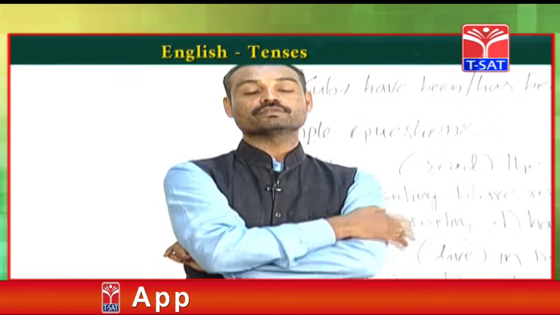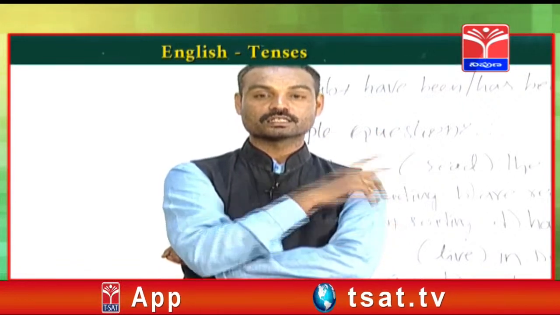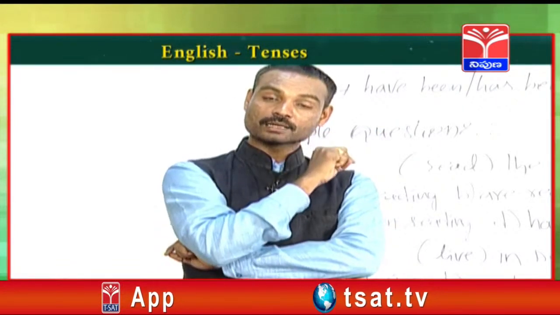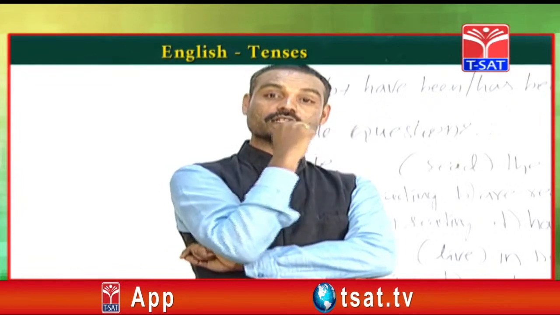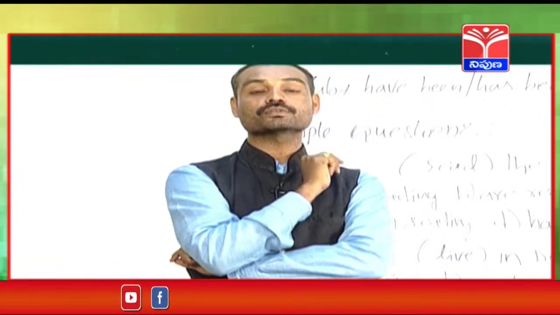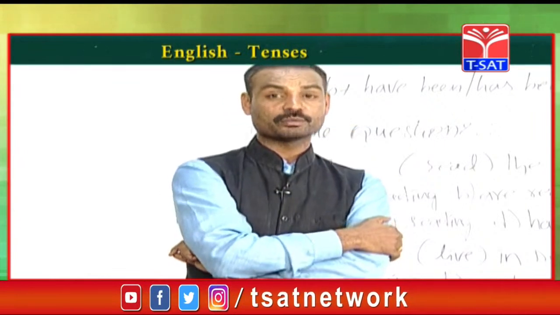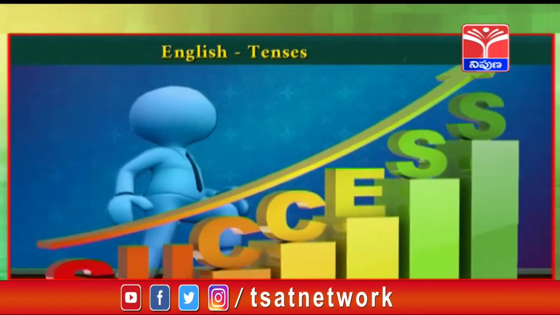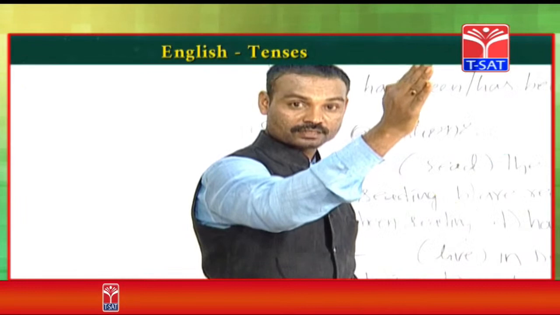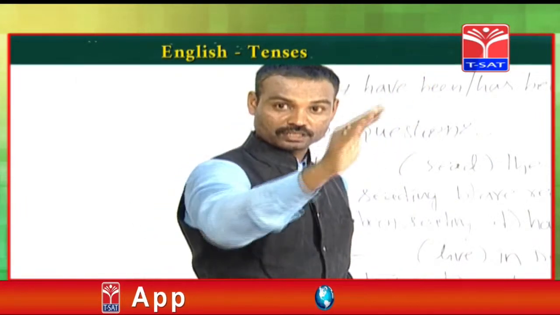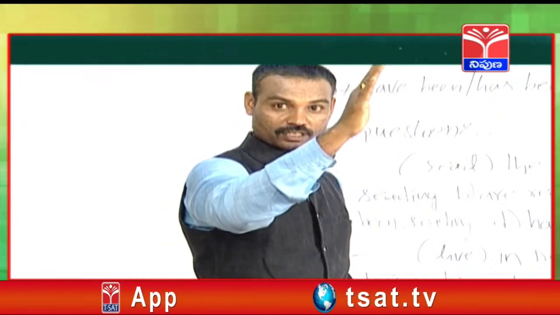Tendulkar was playing tennis with Sania Mirza is a positive sentence. Negative sentence: Tendulkar was not playing tennis with Sania Mirza. Interrogative: Was Tendulkar playing tennis with Sania Mirza? Wasn't Tendulkar playing tennis with Sania Mirza is a negative interrogative sentence. Was Tendulkar playing tennis? Interrogative. Wasn't Tendulkar playing tennis? Negative interrogative.